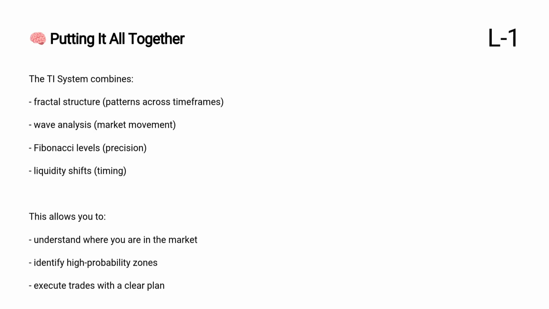Let's put the entire puzzle together. The TI system is powerful because it doesn't rely on just one indicator. It combines all four elements we just discussed. We use fractal structure to understand patterns across multiple time frames. We use wave analysis to track the immediate market momentum. We overlay Fibonacci levels for mathematical precision. And we identify liquidity shifts for perfect timing. By combining these, you achieve three things. You always know exactly where you are in the broader market life cycle. You can effortlessly locate high probability trade zones, and you can execute your trades with a crystal clear plan.